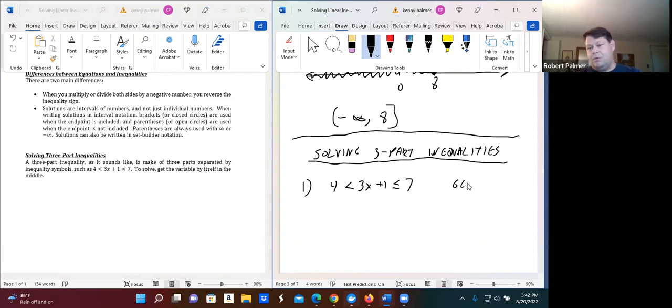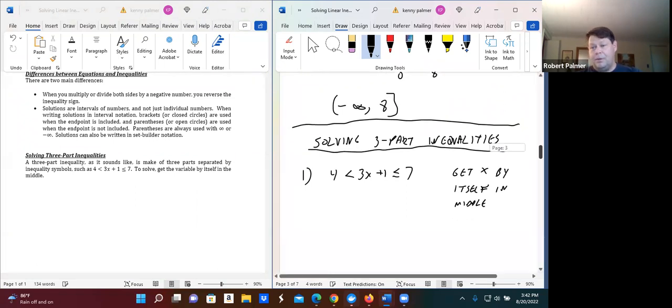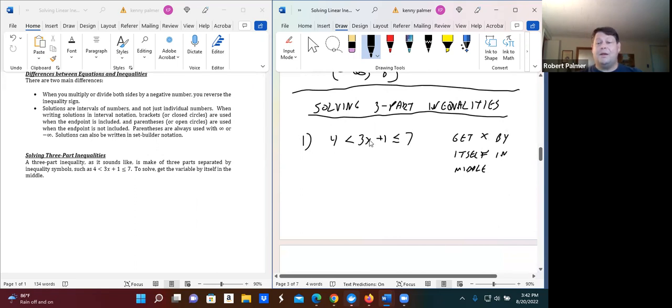Okay. What I want to do then is get the x by itself, like usual, in the middle. So if I want to do that, get x by itself in the middle, just like a regular inequality or equation, I need to get rid of the 1. So subtract 1 this time from all 3 parts.